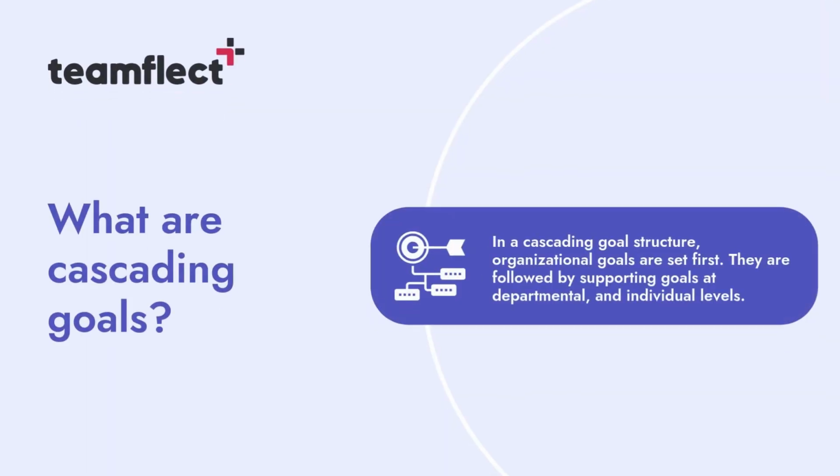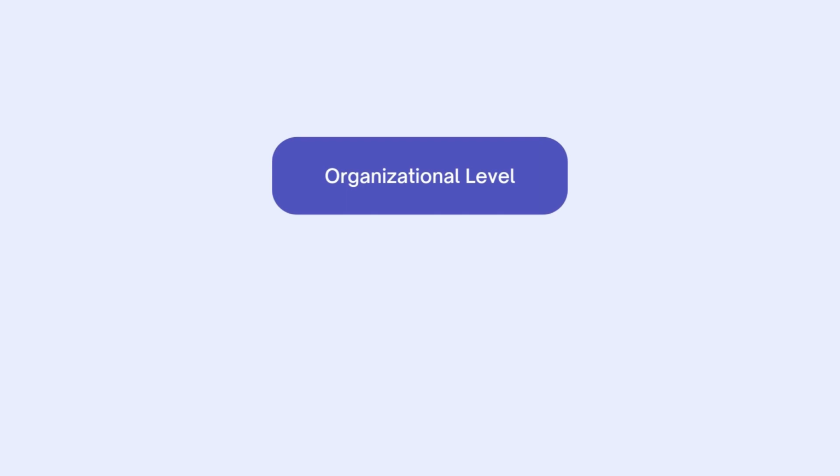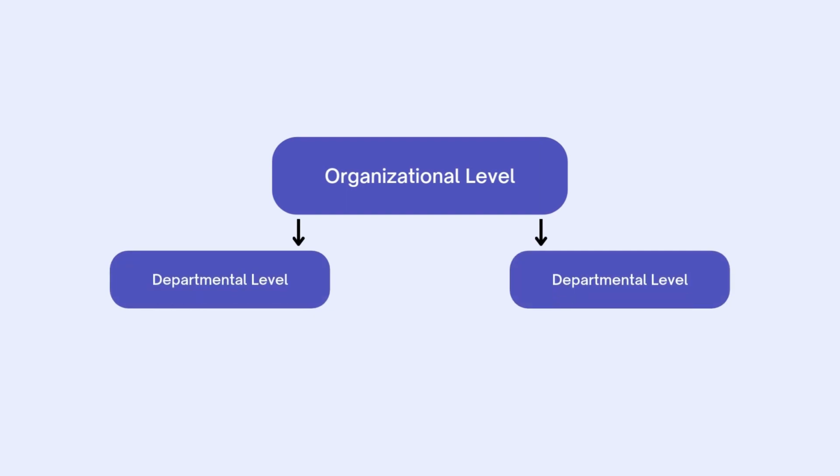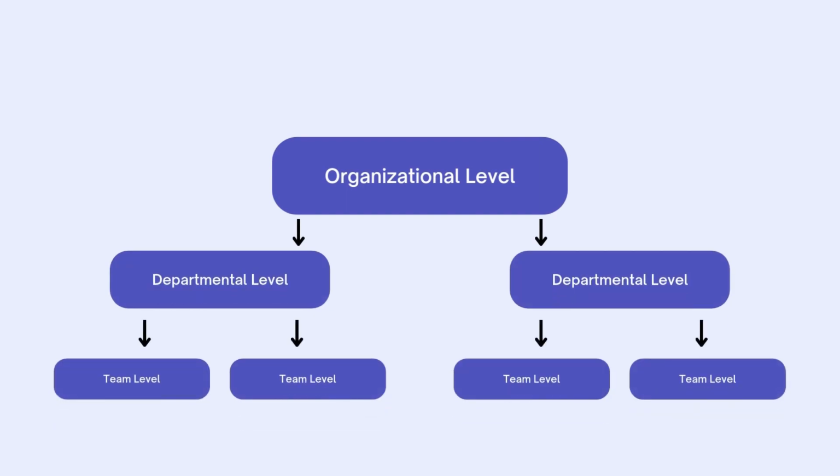Cascading goals follow a structure that comes down all the way from the top. So goals are first established at an organizational level, and then supporting goals are set at departmental, team, and individual levels. So there is a hierarchy to these goals, but each goal exists to support the one above it.